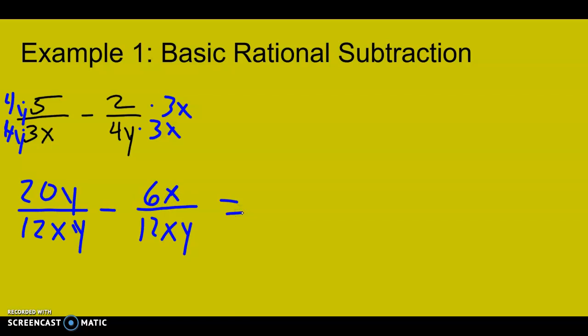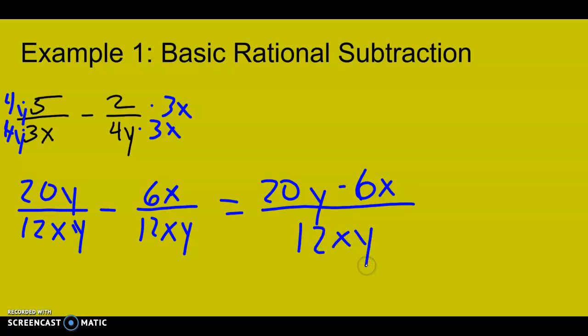Now, this is where the rational expression part can in some ways be easier than doing this with just numbers. Because on top, you have 20y minus 6x. Well, those are not common terms. They don't have the same like terms. So therefore, I just leave it as 20y minus 6x. And when you subtract with fractions, you combine them into one fraction by subtracting the tops and keeping the denominator the same. So this is a simple example of rational addition and subtraction. We just multiply by the opposite denominator. So now let's up the difficulty a little bit.